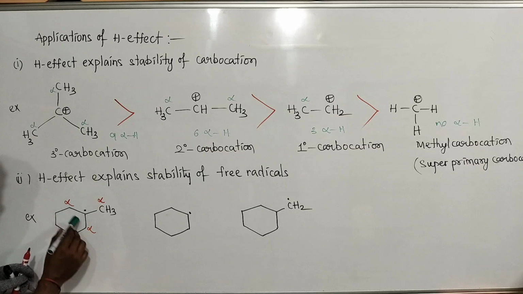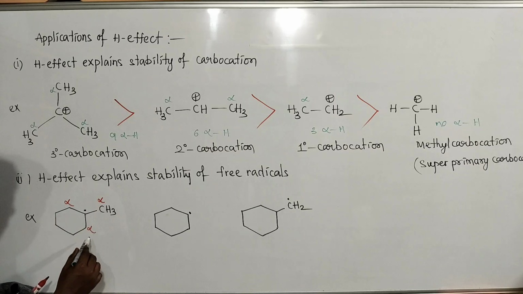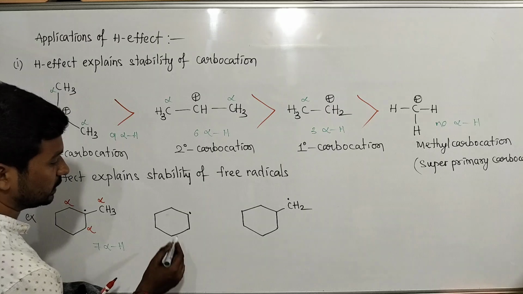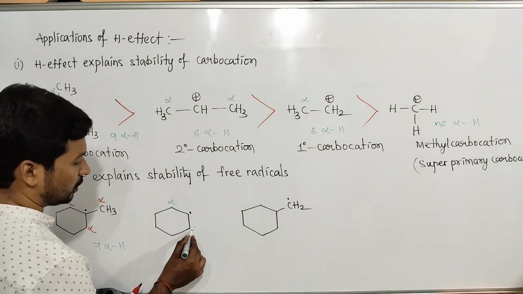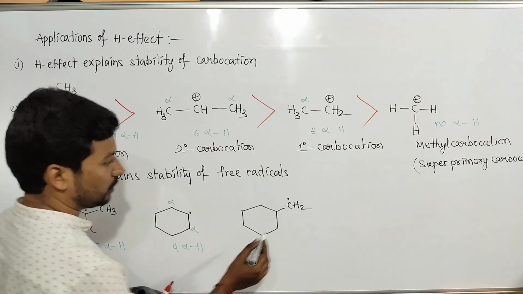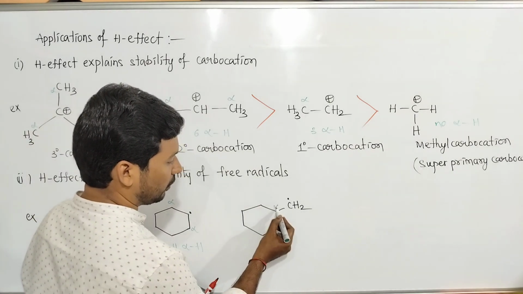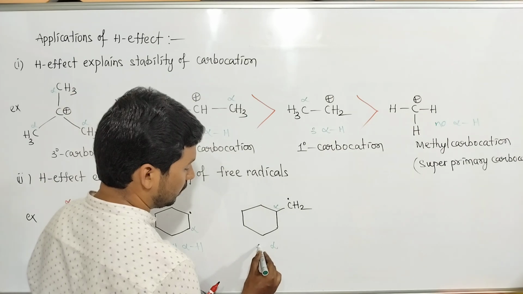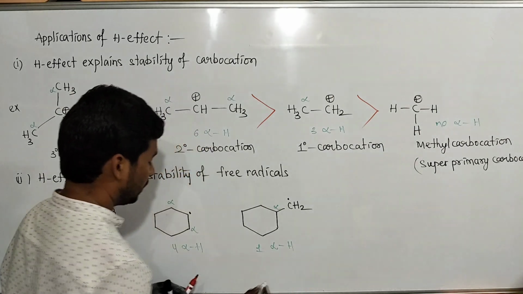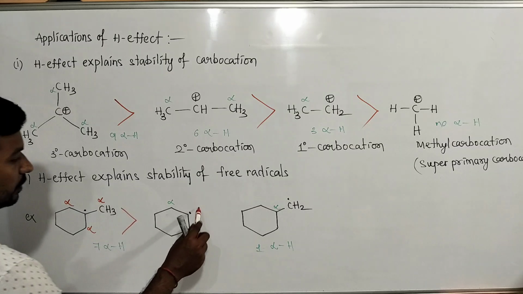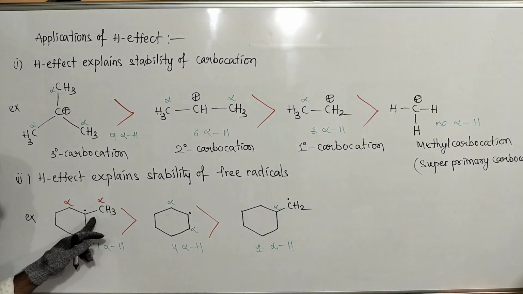Here 2 alpha hydrogen, 2 alpha hydrogen, 3 alpha hydrogen: 2 plus 2 plus 3, that is 7 alpha hydrogen. For this one, this is alpha, this is alpha, 2 plus 2, only 4 alpha hydrogen. For this one, only this is alpha. Already 3 bonds are there, meaning only 1 alpha hydrogen. Definitely, due to the presence of more alpha hydrogens, this free radical is more stable.